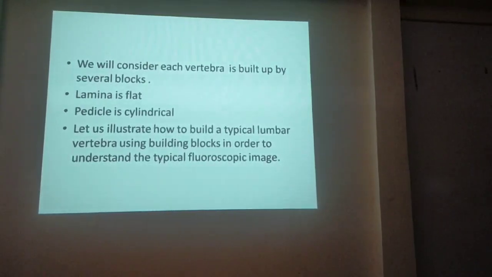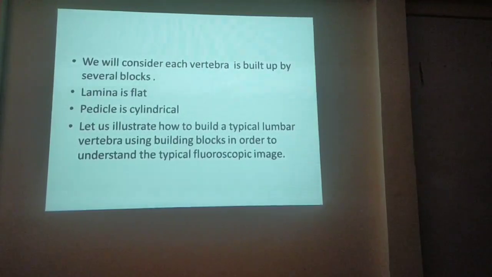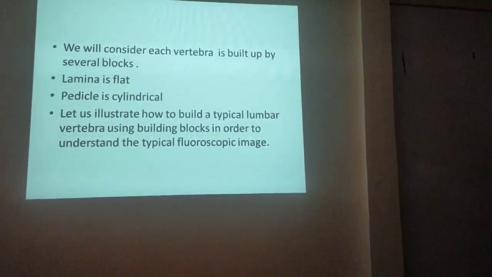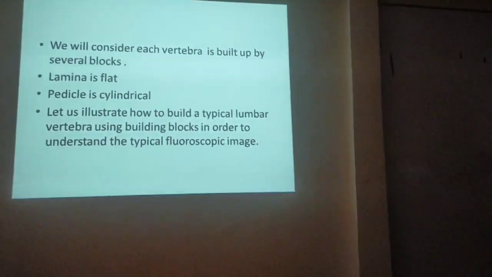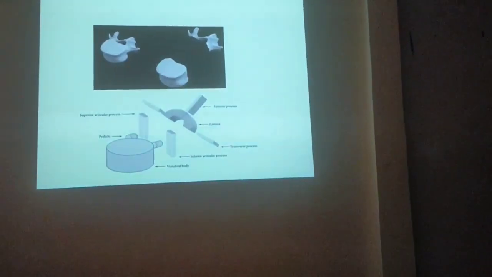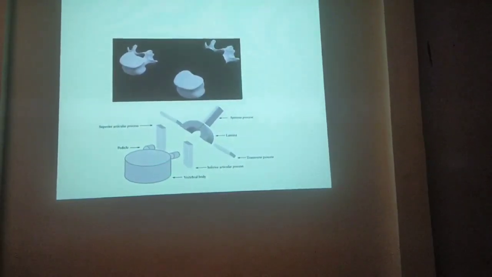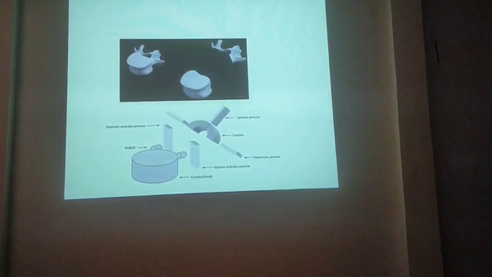So we'll consider that each vertebra is built up of several blocks, like your Lego sets. The lamina, in a vertebral structure, is flat bone. The pedicle is cylindrical. This is where I am coming to. Let us illustrate how you build a typical lumbar vertebra from building blocks in order to understand the fluoroscopic image. This is your typical lumbar vertebra. This is your body, and these are the other structures here. If you break it down, this cylindrical area is your pedicle.